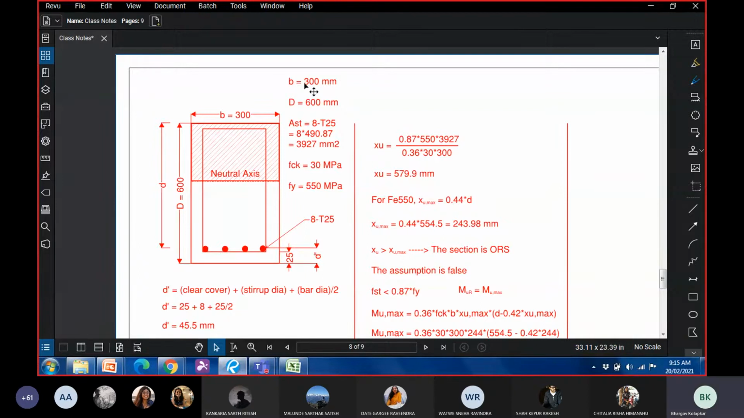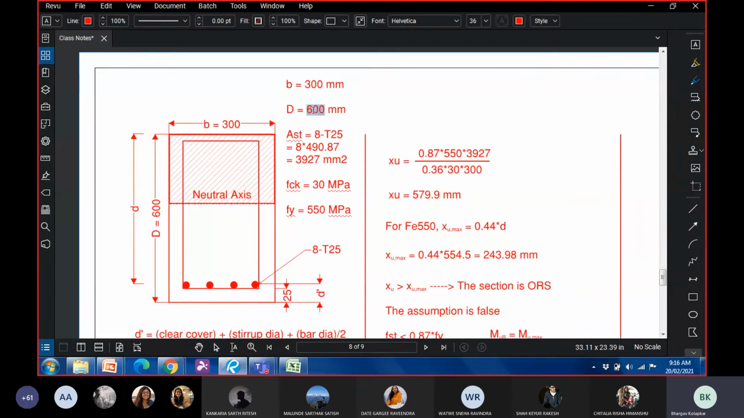Consider the beam made of M40 concrete and Fe250 steel. So let us look at the given data first. The width is 300. The total depth is 700.